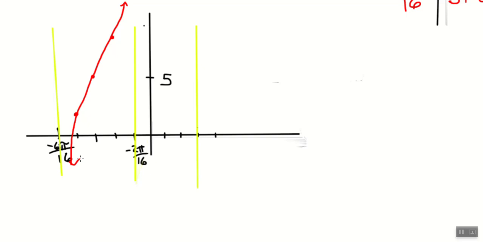Now, do I even have to think about the next one? I know that one tick away it's here at 2, another tick away it's up at 5, and another tick away it's up at 8, just like our other one. And here we go, the second period of this tangent function.